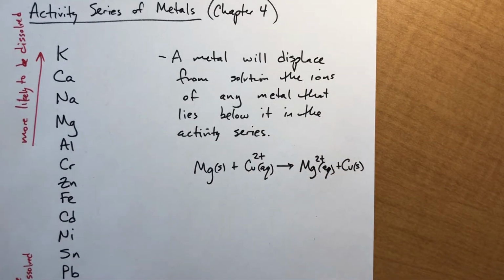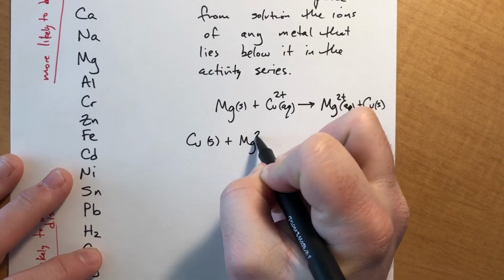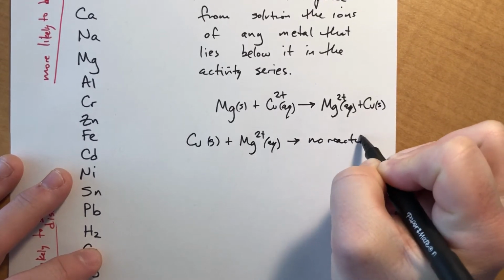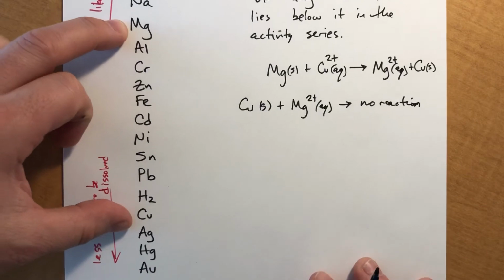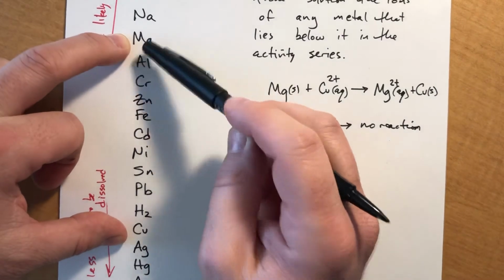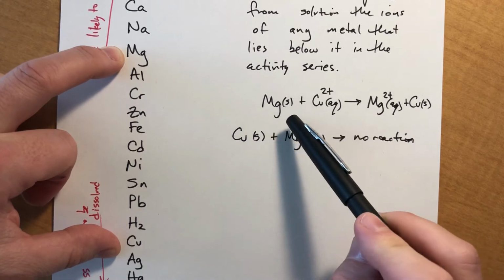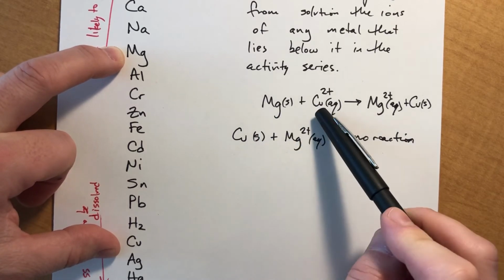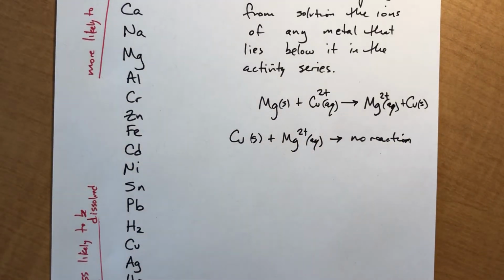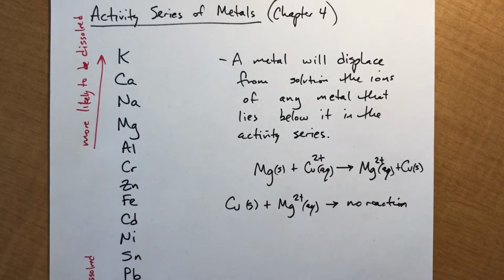Okay, the opposite of this is not true. So if you take copper solid and you throw it in a magnesium solution, you get no reaction. Because between these two elements, this one wants to be dissolved, this one wants to be a solid, and it's already there. So there's no reason for it to react. Up here, this is a solid and it wants to be dissolved, this is dissolved and it wants to be a solid. So they switch, okay? This is literally the driving force of how batteries work, is this exchange of electrons, okay?